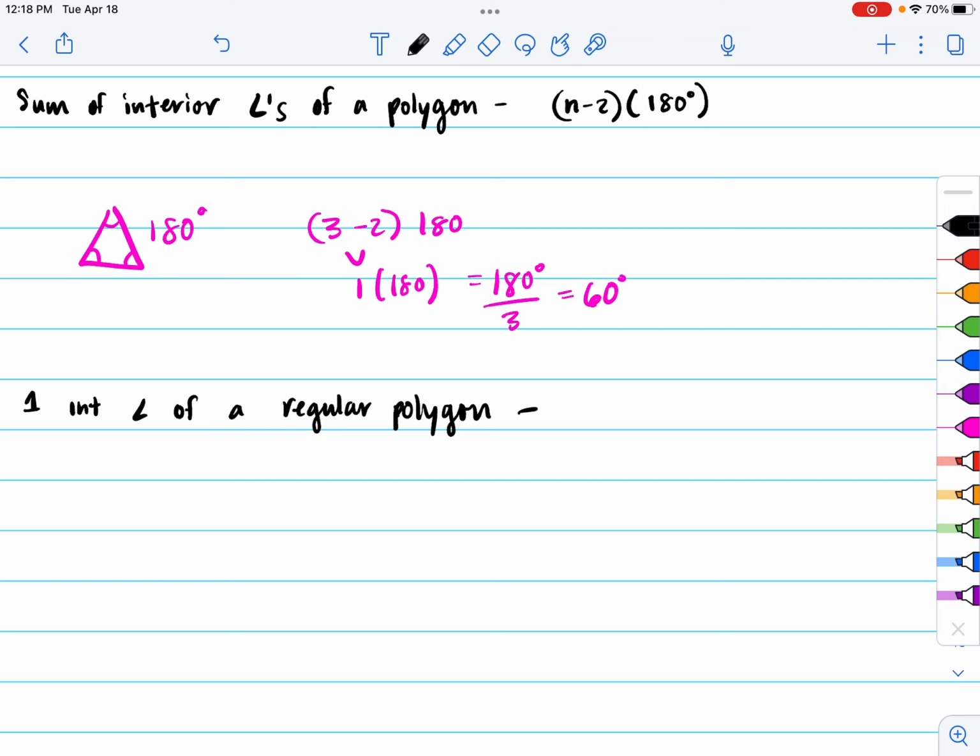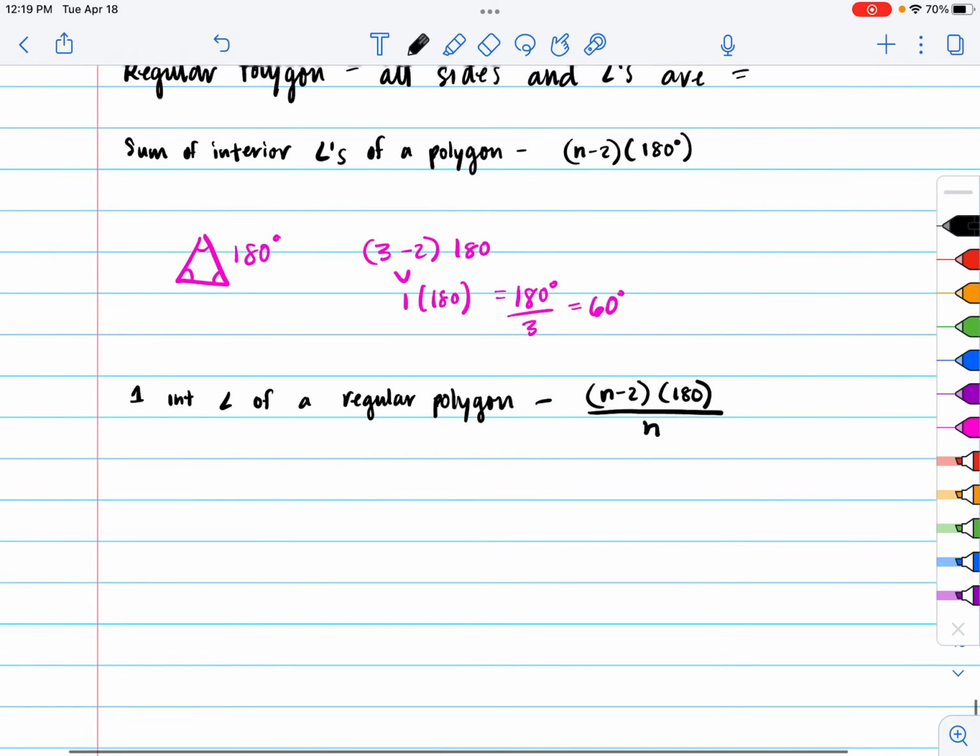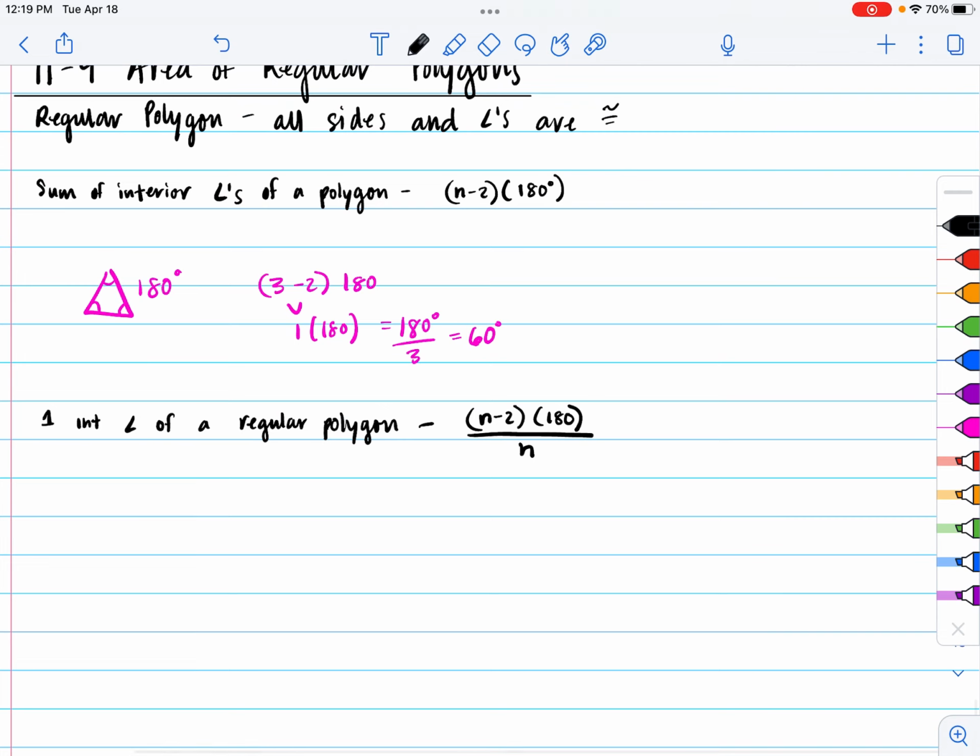So we know how to calculate the sum of the interior angles, and we just divide that by the number of sides. This would give you one interior angle of a regular polygon. And let's do, for example, an octagon. This is a quick example here. Let's call this a regular octagon.